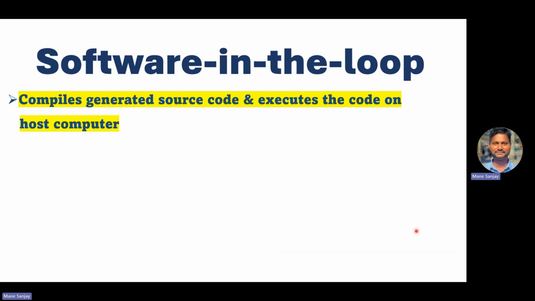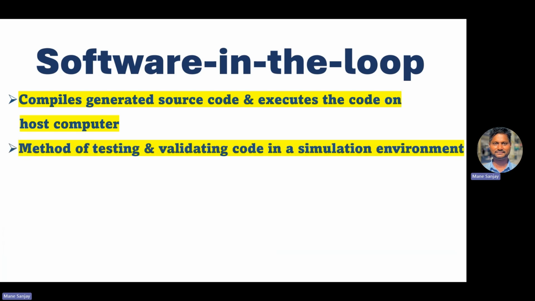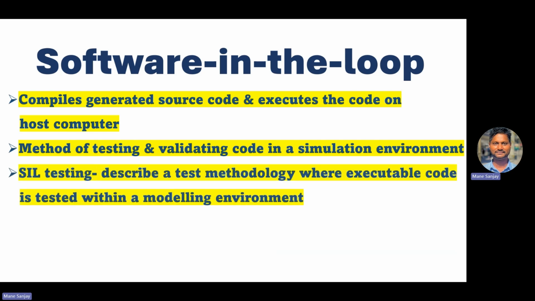So that is very important when it comes to the software in the loop simulation definition. And the next is, software in the loop is a method of testing and validating code in the simulation environment in order to quickly and cost effectively catch the bugs and improve the quality of the code. That is also a very important factor.